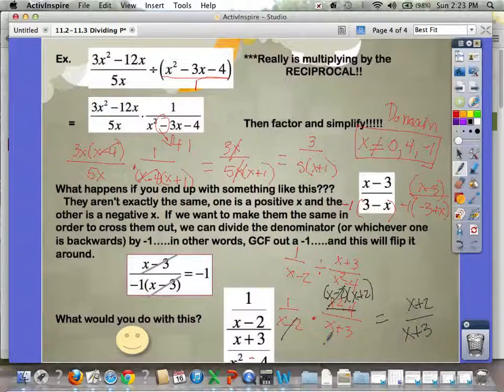Now, the domain is restricted where x cannot be 2 and x cannot be negative 3, because either one of those would cause the domain to be 0. Okay?